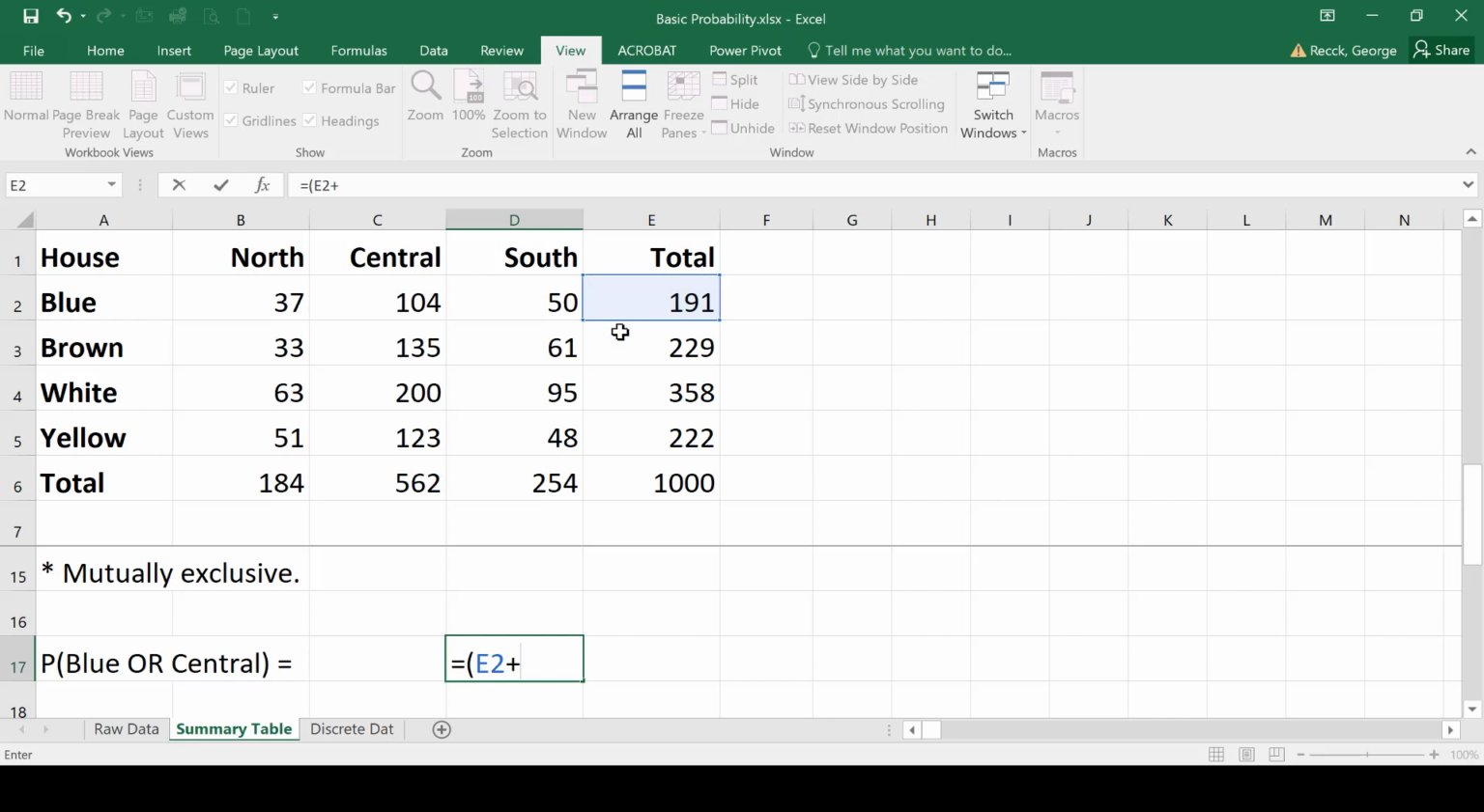I'm going to add to that all the houses in the central region, which is 562. But then I must subtract out the intersection of blue and central. Otherwise, I would double count them. And of course, we still divide it by our grand total.